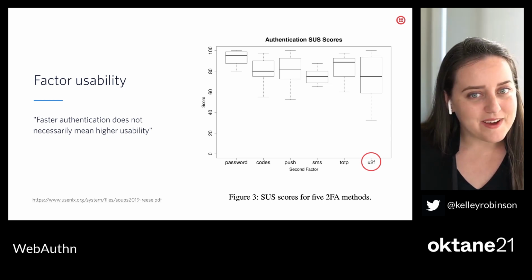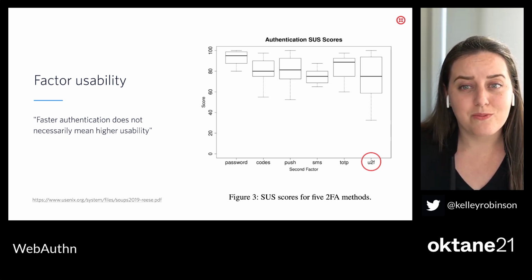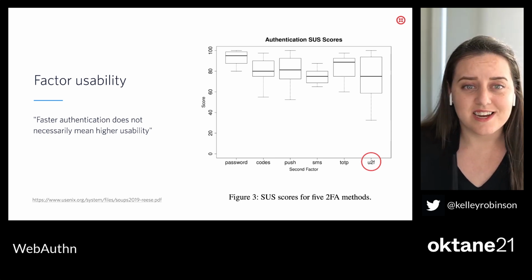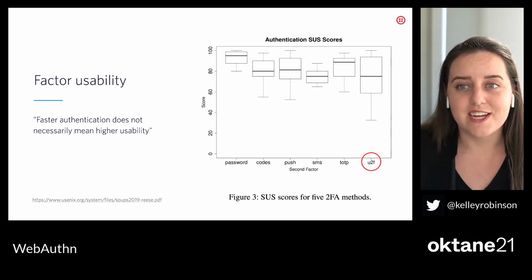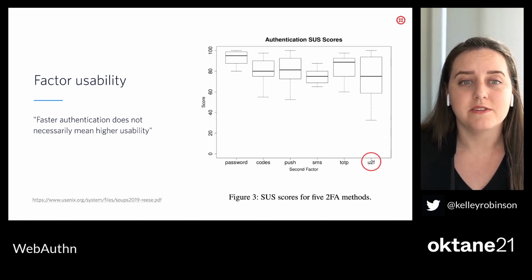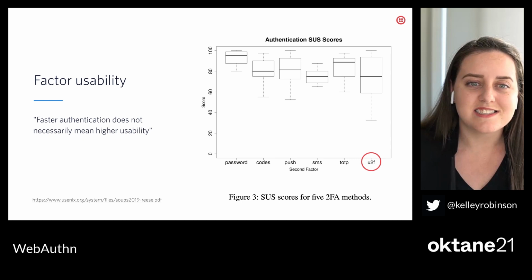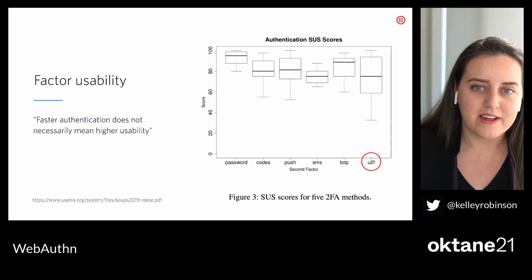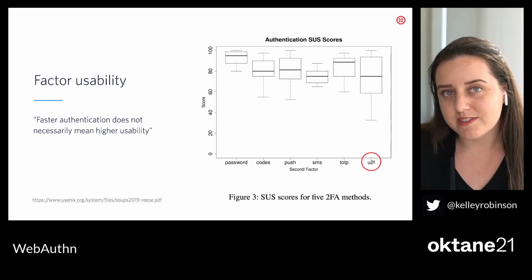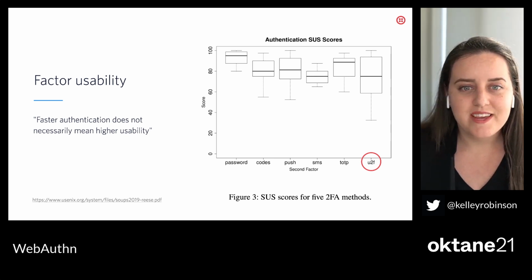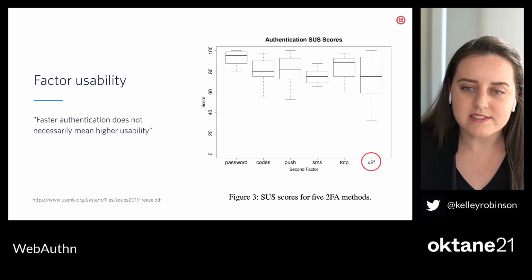And despite being the fastest authenticator, U2F had one of the lowest scores for usability. In this 2019 study, the researchers noted this inverse relationship that faster authentication does not necessarily mean higher usability. And this isn't necessarily the perfect study for WebAuthn since it's specifically looking at a second factor, and that was in addition to passwords, but it does indicate that it's not a flawless solution.